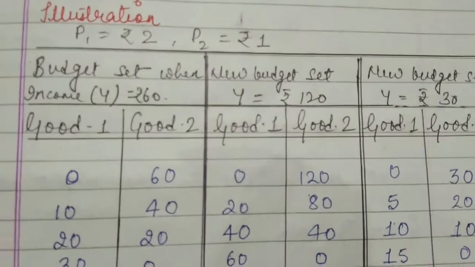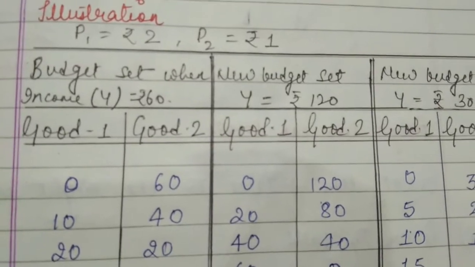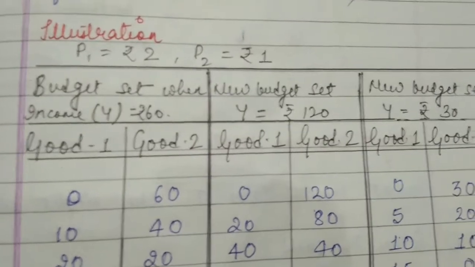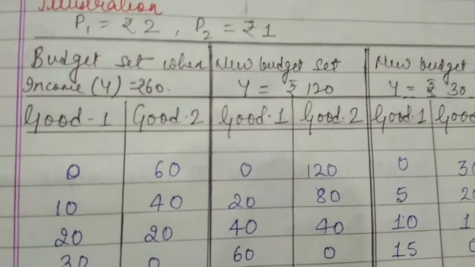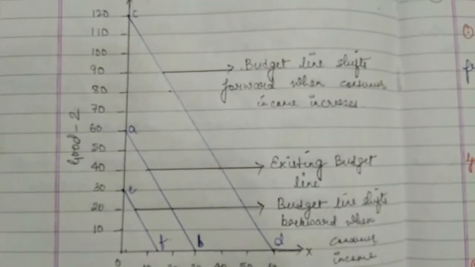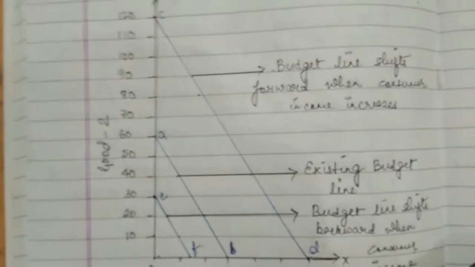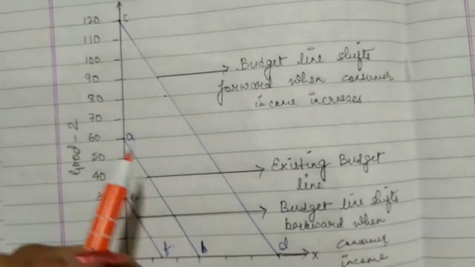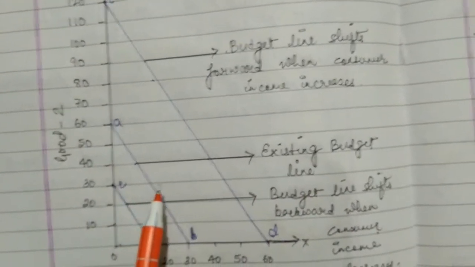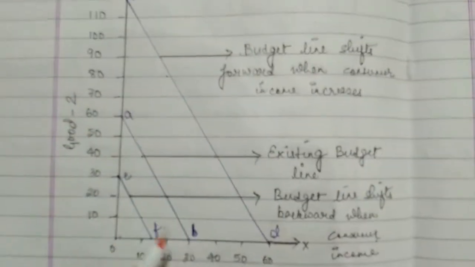Now we will see the diagram which will elaborate that the budget line shifts forward without changing its slope when the income of the consumer increases, and it shifts backward without changing its slope when the income of the consumer decreases. So let us see the diagram. See this diagram. This is the existing budget line. AB represents the existing budget line when income was 60 rupees, and we have just plotted the same which was in the schedule. It is just the plotting of that only.